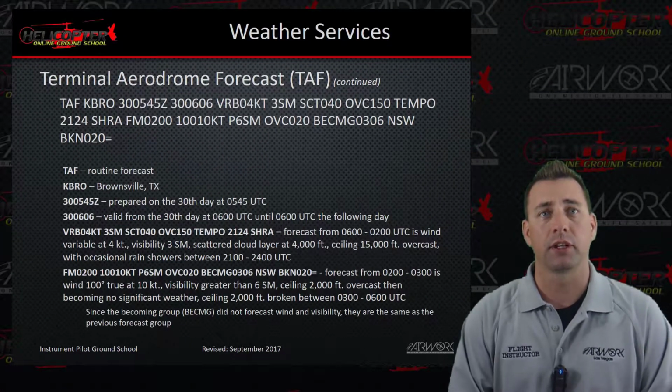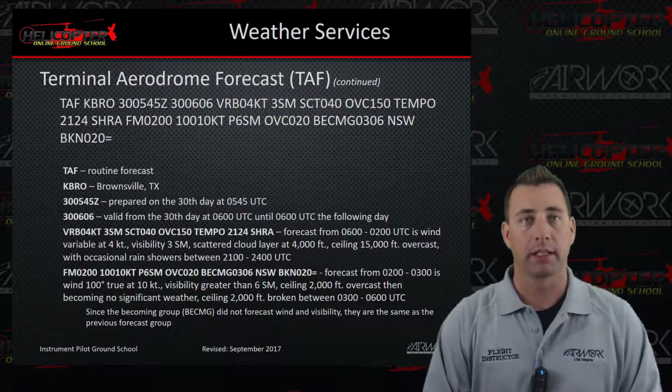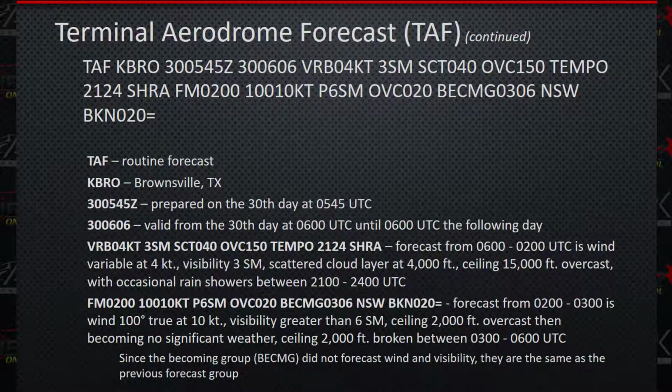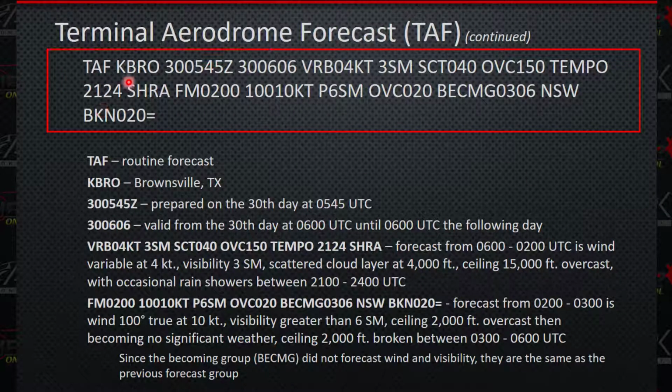Alright, so let's take a look at this guy right here. We'll zoom back in and we'll take a look. So we have a TAF. It's for Brownsville, Texas. It's valid on the 30th day at 0545 Zulu. That's when it was prepared. And it's valid from the 30th day at 06Z to 06Z on the following day.